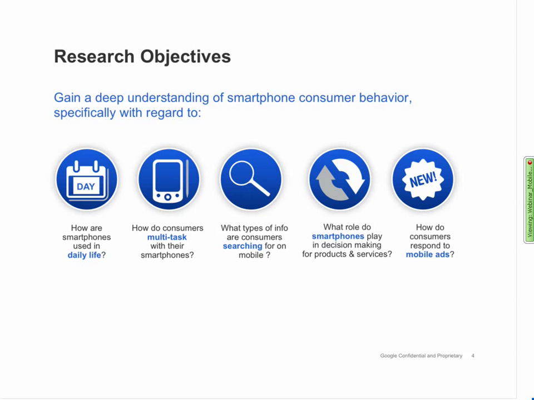Going into this research, we had a lot of hypotheses, but really wanted to dig deep and understand a few key things. How are smartphones used in daily life? How do consumers multitask with their smartphones? What types of information are consumers searching for on their mobile devices? What role do smartphones play in the decision-making for products and services? And how do consumers respond to mobile ads?